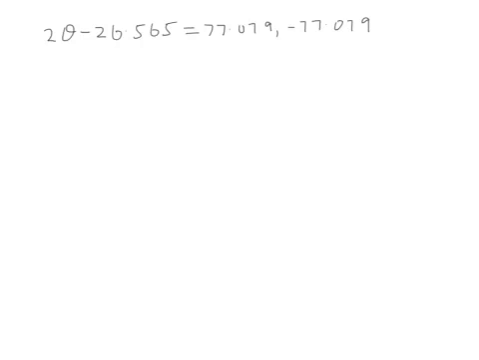So now we've got these two equations to solve. So we need to do 77.079 plus 26.565 divided by 2. So that works out to be 51.8. Or we need to do minus 77.079 plus 26.565 divided by 2, and that works out to be minus 25.3. And as requested, that's to 1 decimal place.